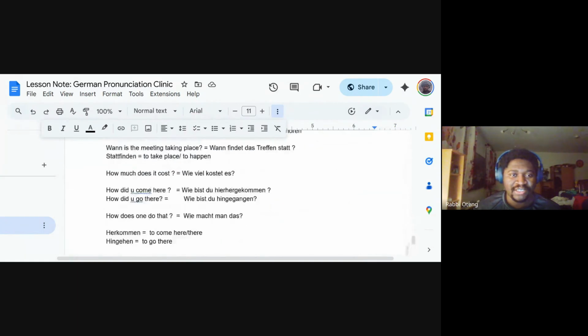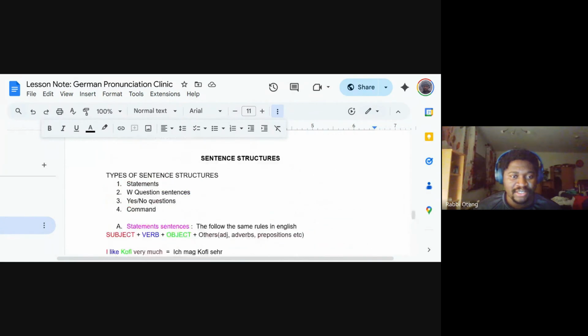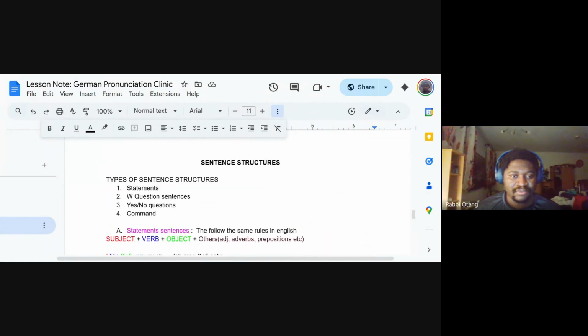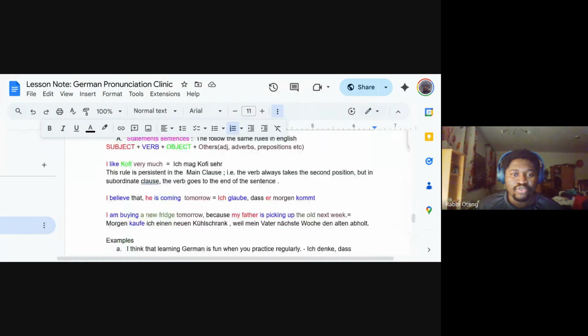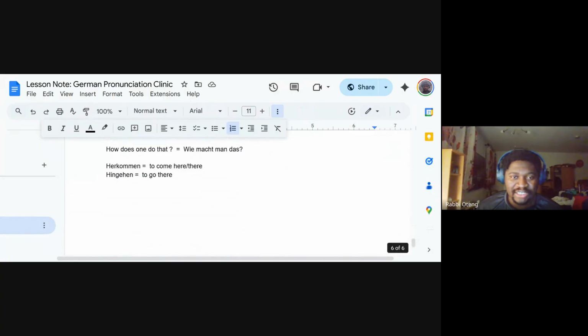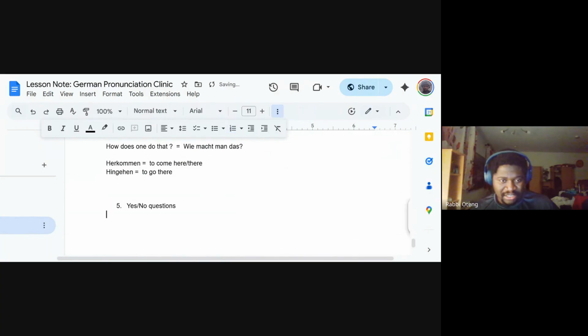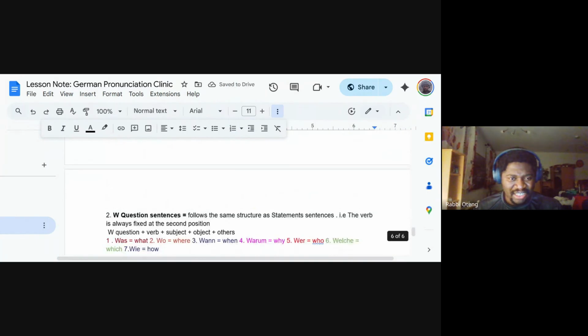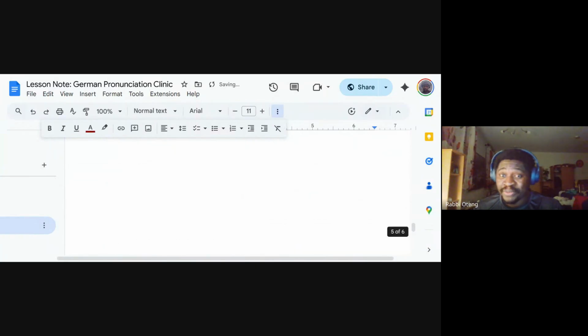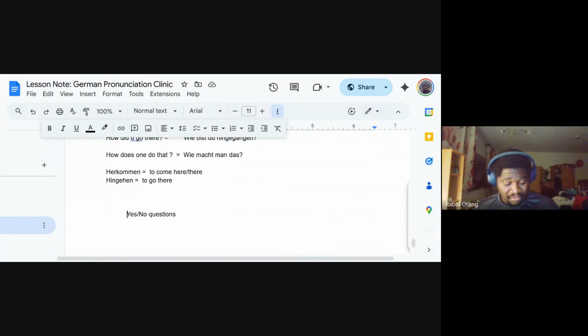W questions. Then the next one is the yes or no question. Yes or no questions are not difficult, but when you compare it to English, it's kind of complicated. It's a little bit complicated because of the helping verbs in English. But always remember that in German we don't use helping verbs. Okay, yes or no questions.